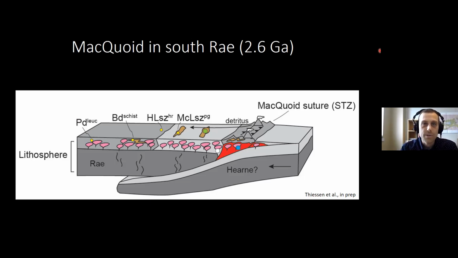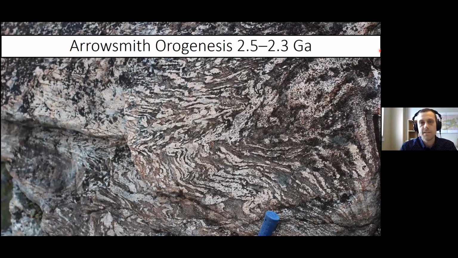Next, we'll move on to the Arrowsmith orogenic phase. This is the time frame 2.5 to 2.3 Ga. This is actually a picture of the metasediment I was just talking about, the Archaean metasediment. However, the abundant leucosome development in it is Arrowsmith aged.